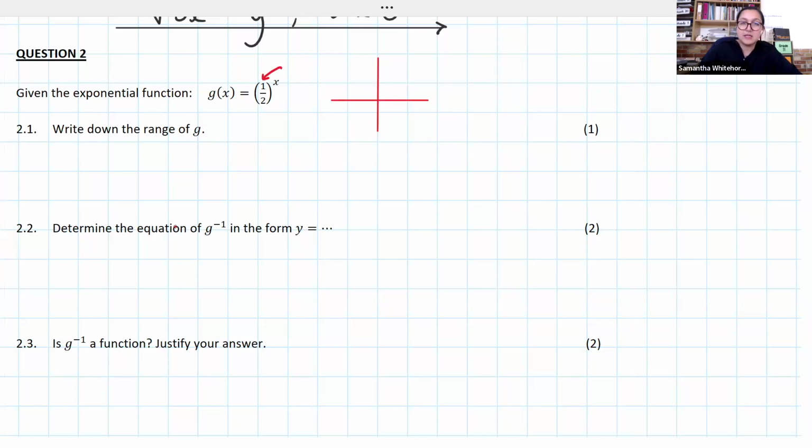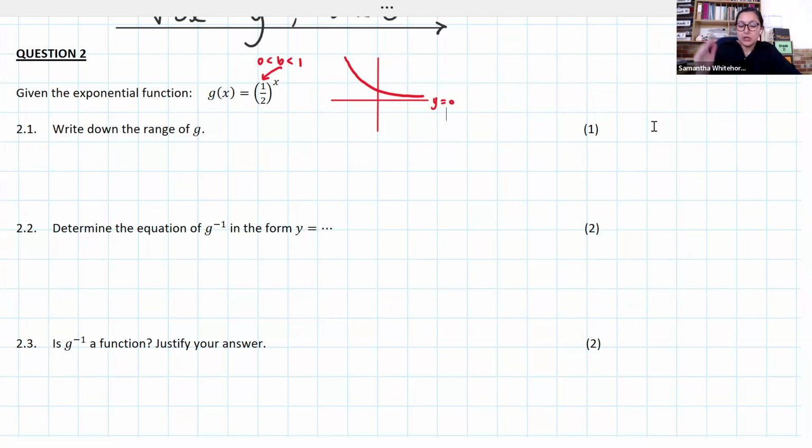Now, my base is a fraction. So this base is falling between 0 and 1, which means that my graph is decreasing. This graph decreases in this fashion. It's got an asymptote at y equals 0 on that x-axis. You could work out the y-intercept if you want, but we don't need anything more than that.